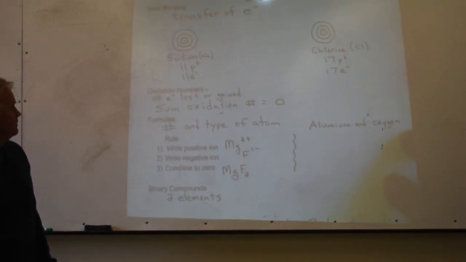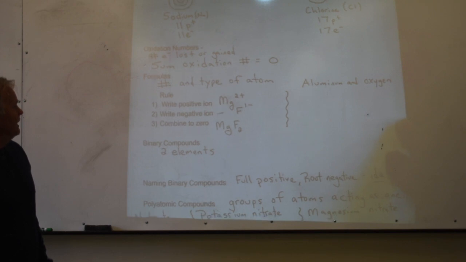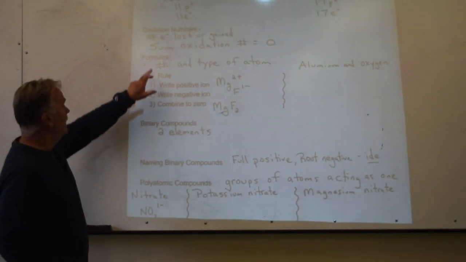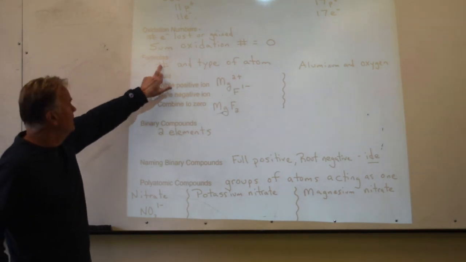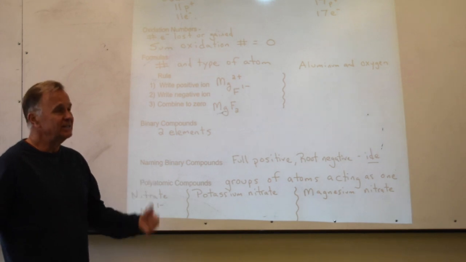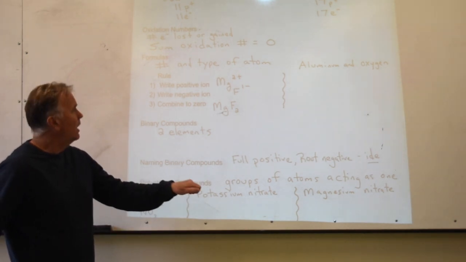Now let's move on. How do we know what the correct formulas are? All right, so here are the rules. A formula tells you the number and type of atoms. For example, water is H2O. That tells you that you have 2 hydrogens and 1 oxygen.